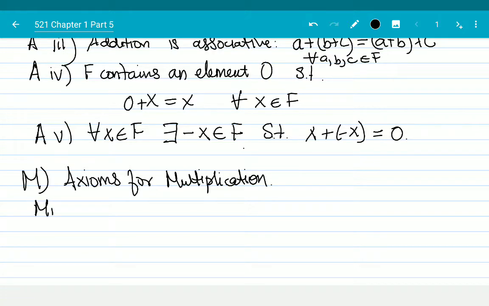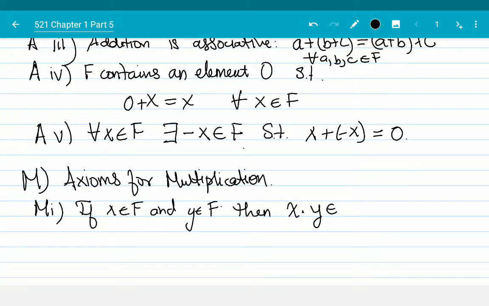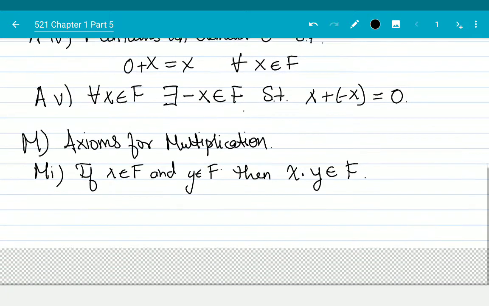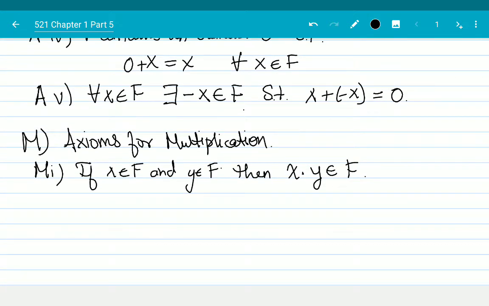First, M1. If x belongs to F and y belongs to F, then x multiplied by y belongs to F. Okay, so I'm going to denote multiplication by dot.